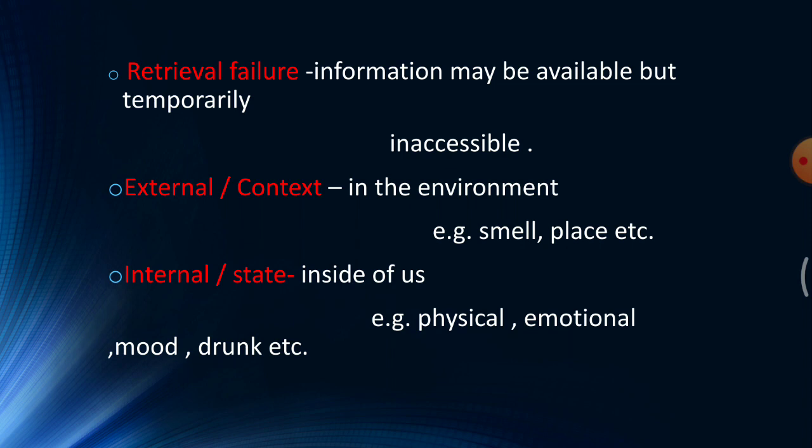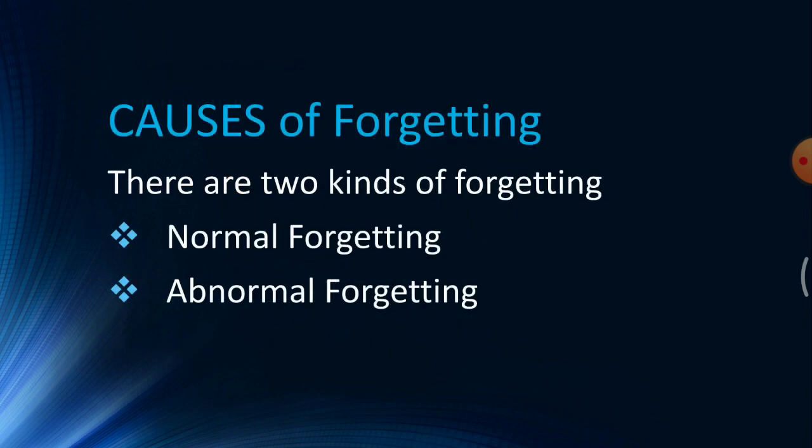External or context theory, which is the environment, for example, smell, place, etc. Another example of external or context theory is when an individual loses an item, for example, a car key in an unknown location. Internal or state, inside of us, for example, physical, emotional, mood, drunk, etc. Another example of state or internal theory is a person may be alert, tired, happy, sad, or drunk when the information was encoded.